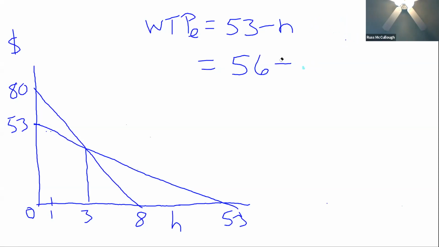So let me take this away. Now, it's still the same way Luke had it, that we're going to add 3 benefit to our willingness to pay, but it's 3h, which then gives us a new willingness to pay function of 53 plus 2h.